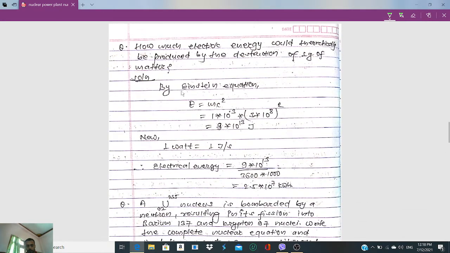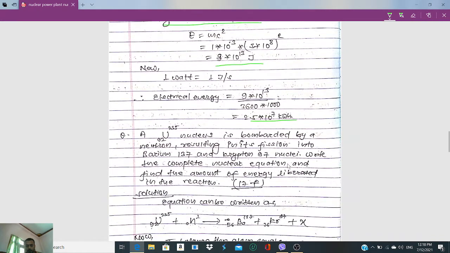Similarly, we have the next one. How much energy could theoretically be produced by the destruction of 1 kg of matter? We know by Einstein's equation, which we have studied, E equal to mc squared. Here in place of m we have 1 kg, c is the velocity, so 3 into 10 power 8 squared, and we will get 9 into 10 power 16 joules. And 1 watt equals 1 joule per second. So electrical energy will be 9 into 10 power 13 upon 36 into 1000, so we'll get 2.5 into 10 power 7 kilowatt hour.